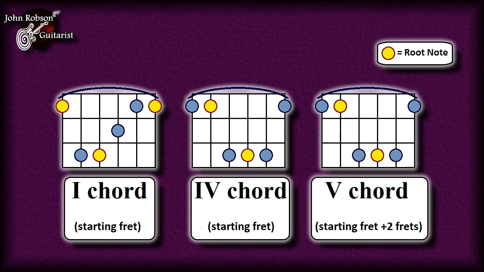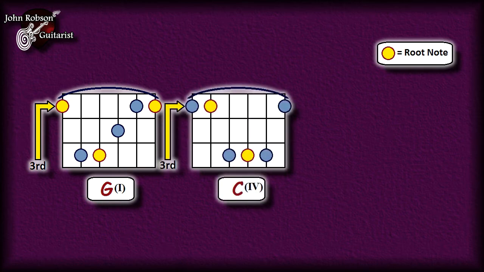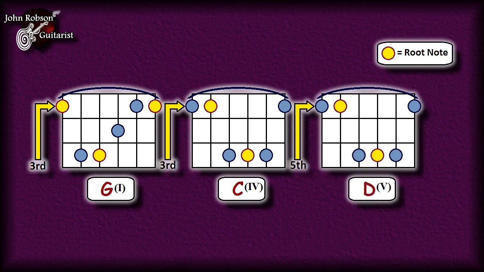So, for example, if we started off at the 3rd fret, that would give us a G chord. Then moving to the 4 chord, it would take us to a C. So C is the 4 chord in relationship to G. And then if we move that C up 2 frets, it takes us to D. So D is the 5 chord in this little set of 3 chords. So starting from a G chord, your 1, 4 and 5 chords are G, C and D.